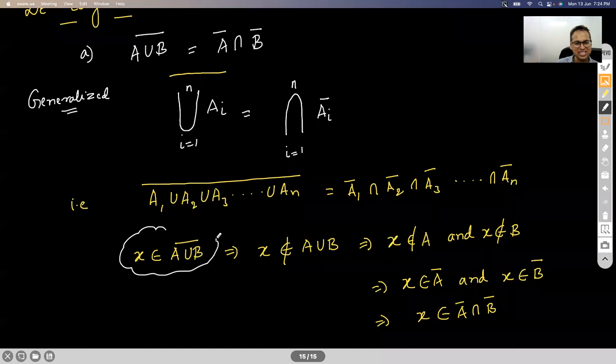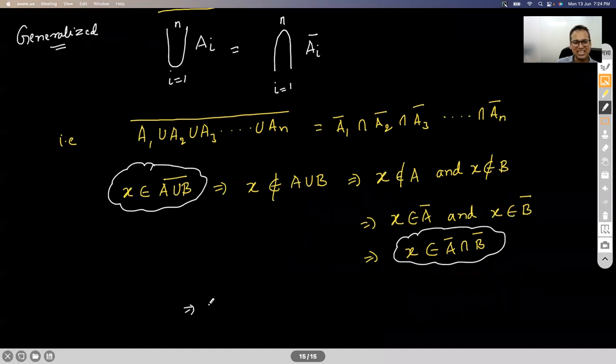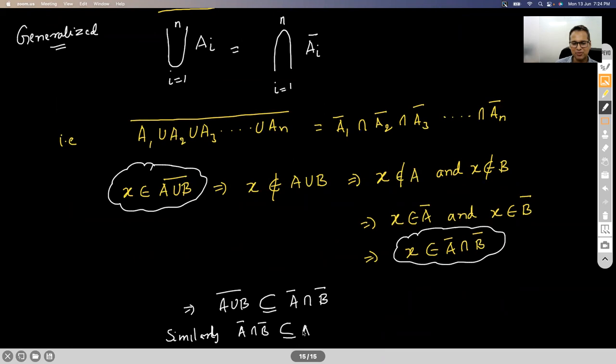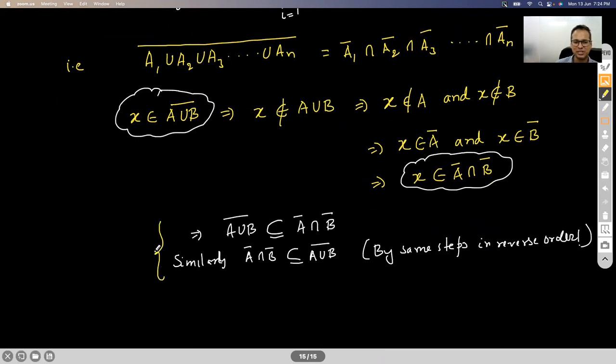So what did you do? You started with this and you stumbled upon this, right? So that clearly implies that A union B whole complement is a subset of A complement intersection B complement, correct? Similarly, you may prove, which I am not writing as I told you, that this is a subset of this by writing the same steps in reverse order. Okay. And hence from these two, you can conclude A union B whole complement is equal to A complement intersection B complement.